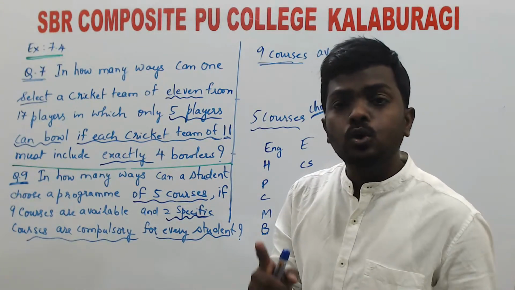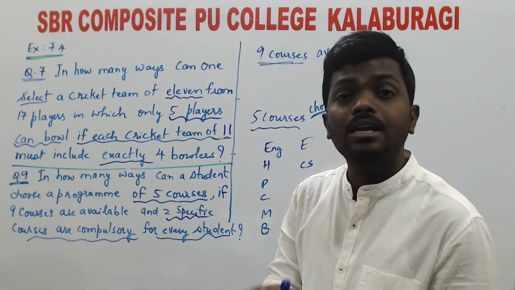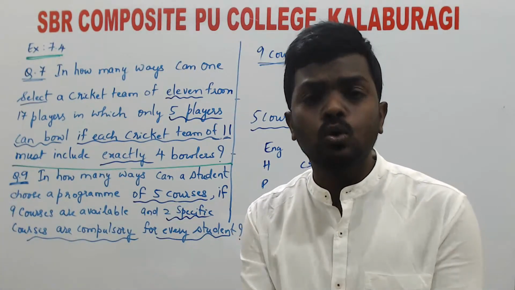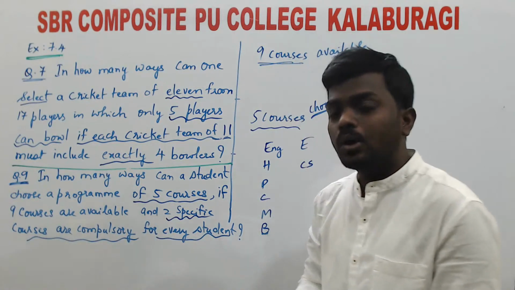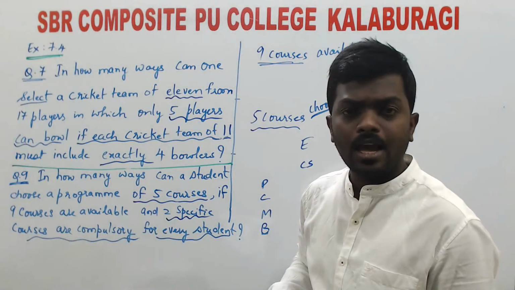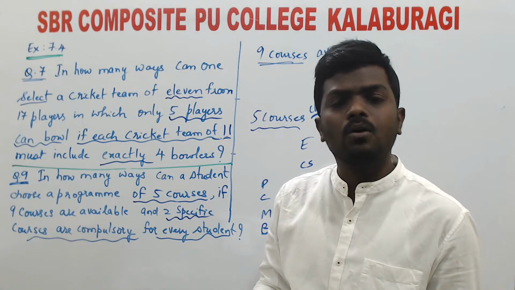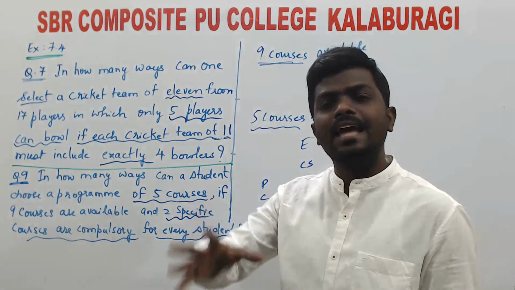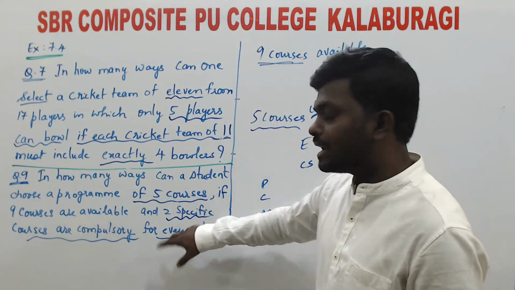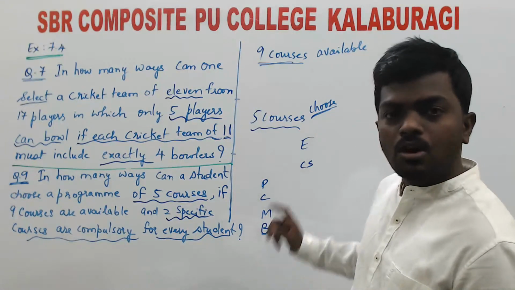But in that, 2 specific courses are compulsory for every student. Means he doesn't have any choice over those 2 specific courses. Is that clear? So English and Hindi, he has to study compulsorily. There is no choice for him. He has to take it compulsorily and study them. So the only thing he can choose is among the remaining courses, right? He can choose among PCMB, electronics or CS.